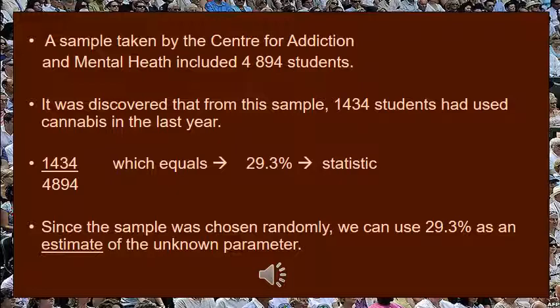This number comes from a sample, so it is a statistic. We can use that sample percentage, 29%, as an estimate of the parameter. And remember, we never know the parameter. It's an unknown number. So we really hope the statistic we have is representative of the parameter.